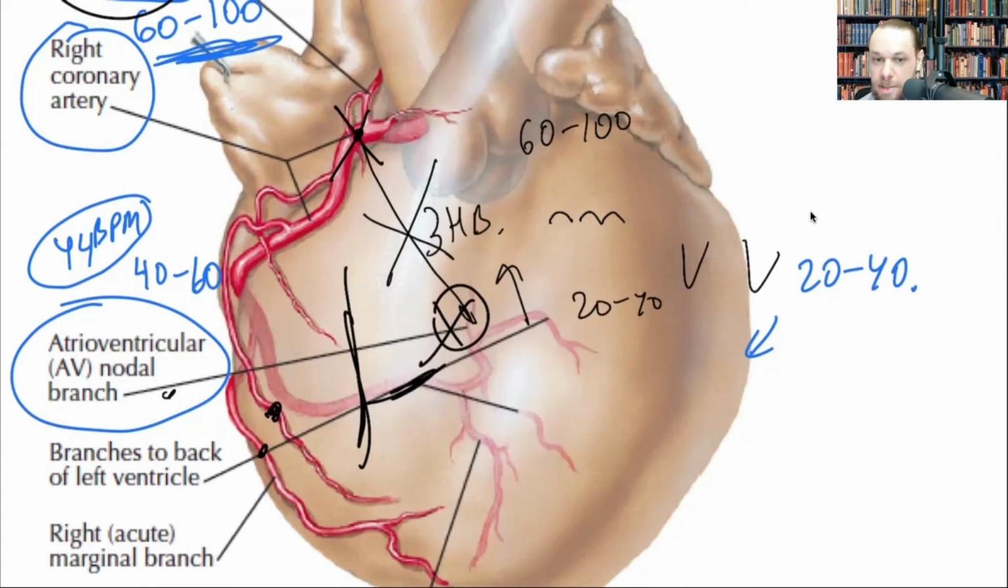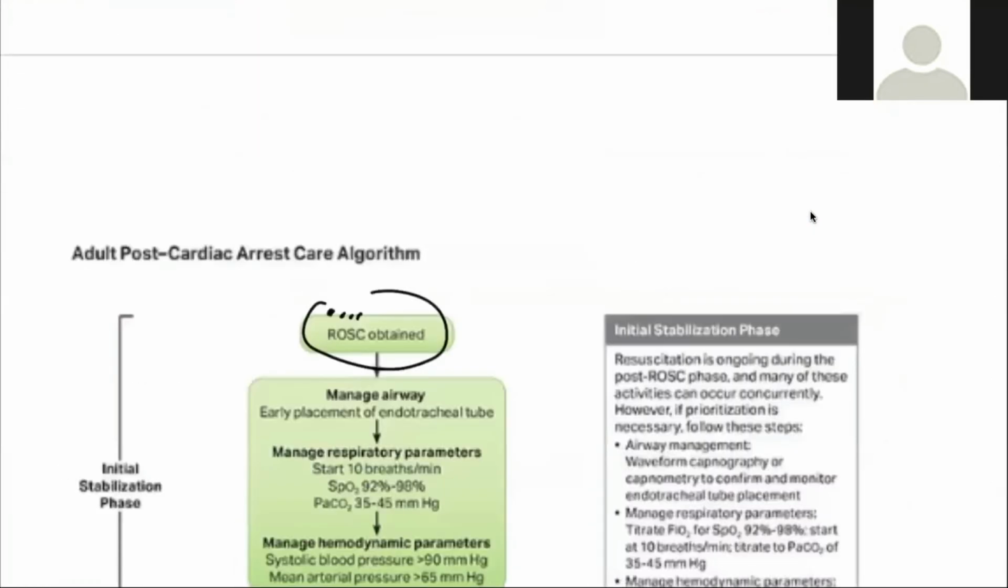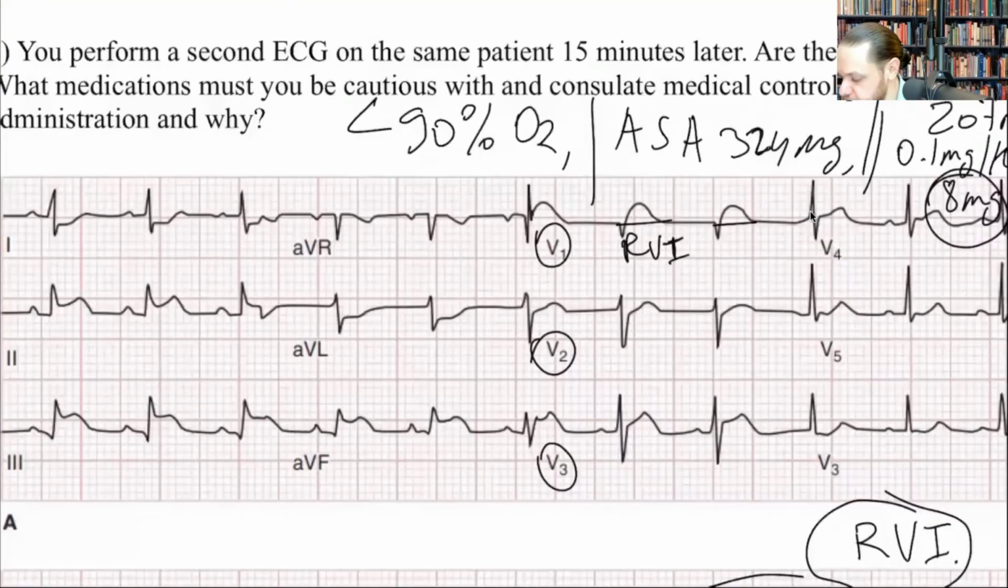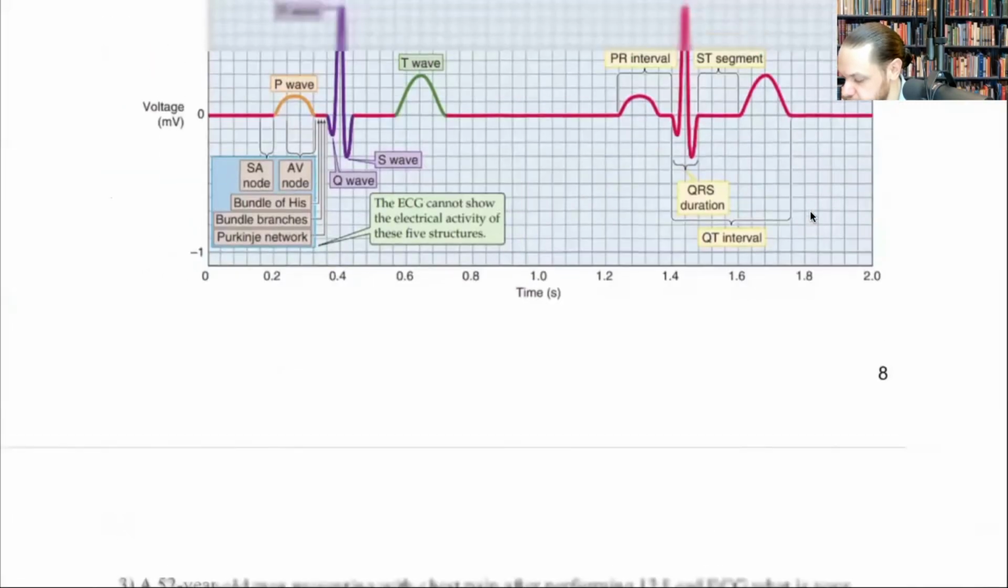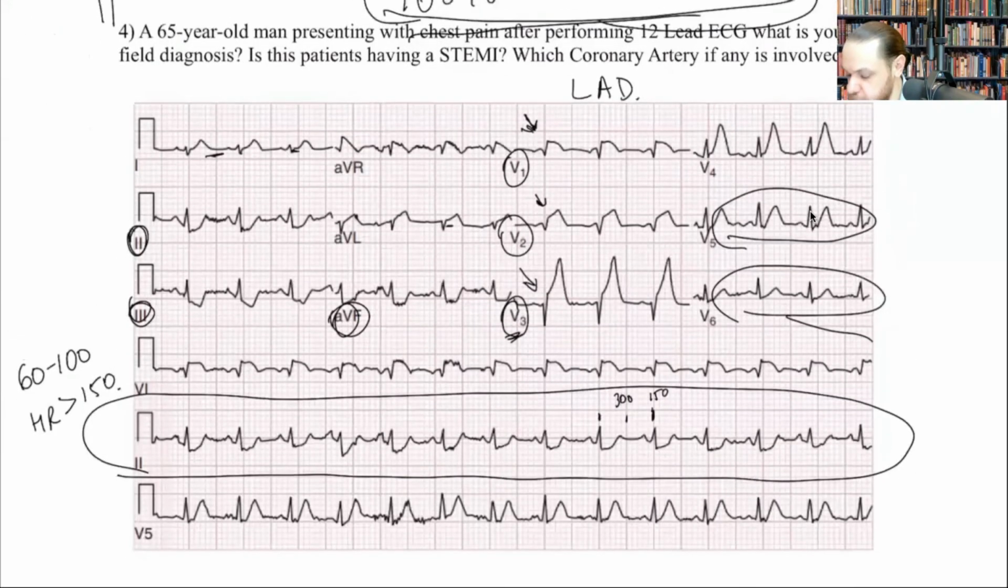They call it complete heart block or third degree heart block, and that could mean you have some lesions, but the way we determine heart blocks is based on an underlying rhythm. All right, let me go back to that. Any questions about this one?